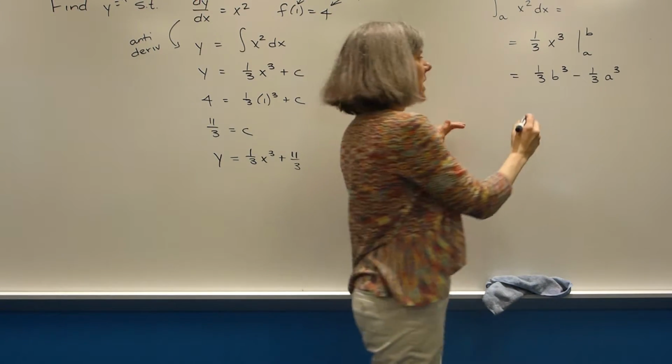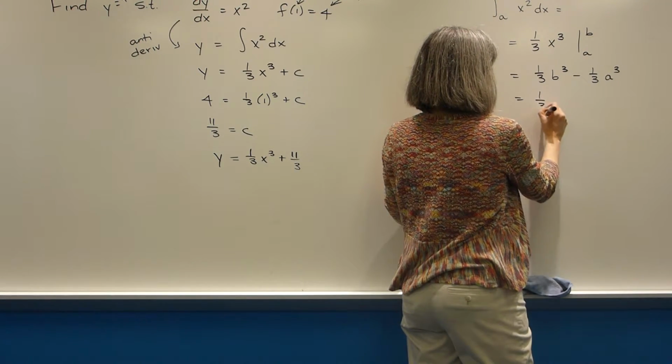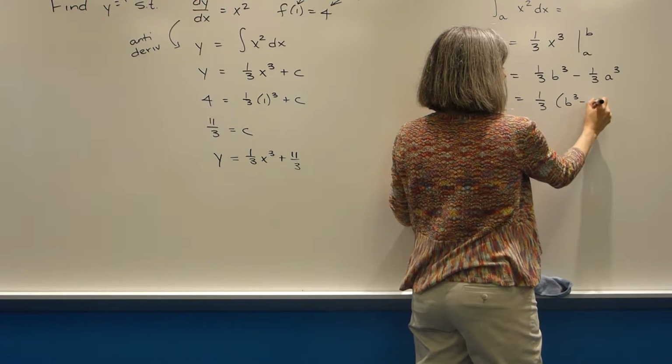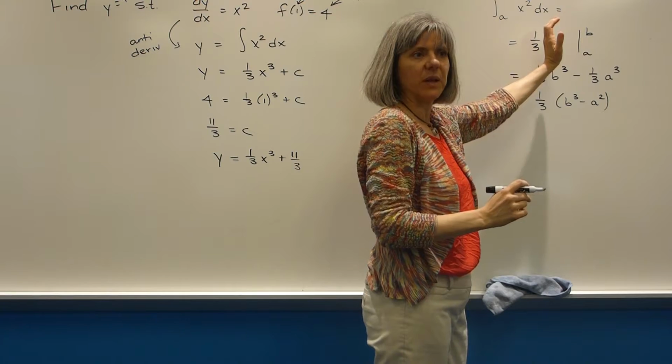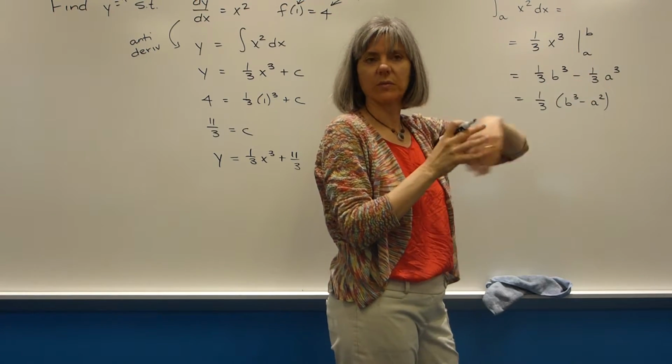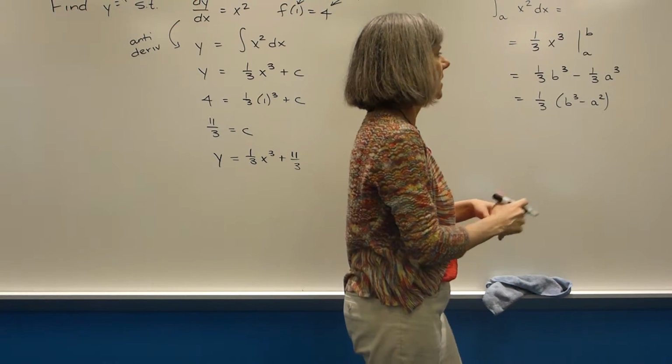In the back of the book, they would probably factor out that 1/3. You could factor out that 1/3 in the very beginning if you wanted to. You could factor it out here, and then just multiply everything, the a squared, b squared, b cubed minus a cubed.